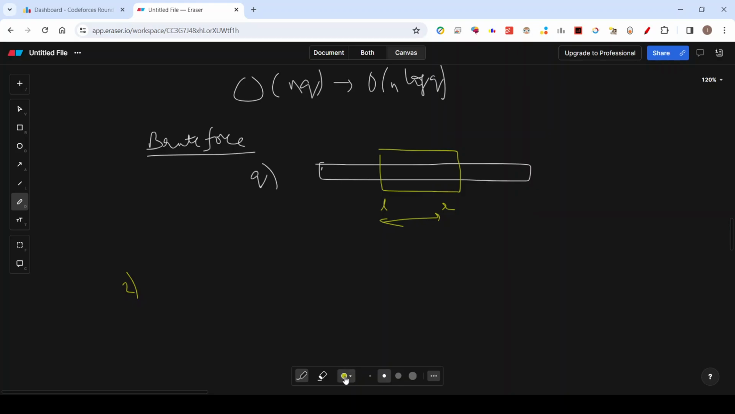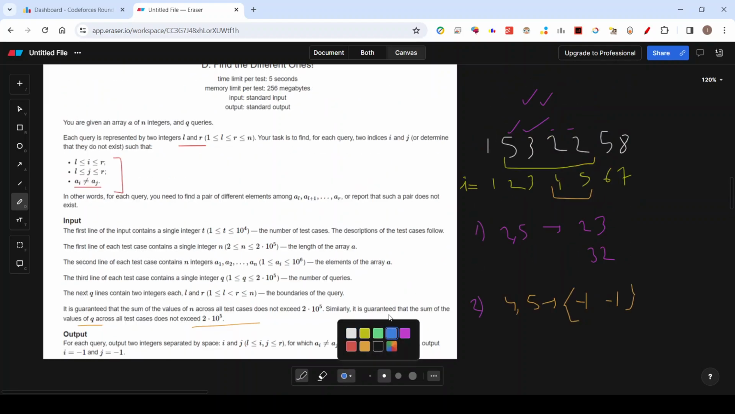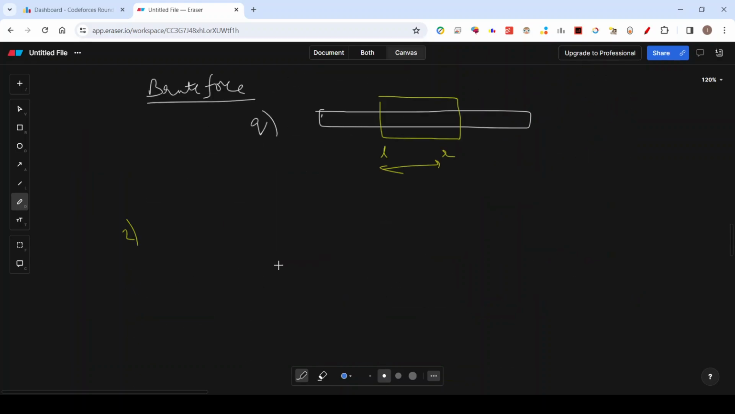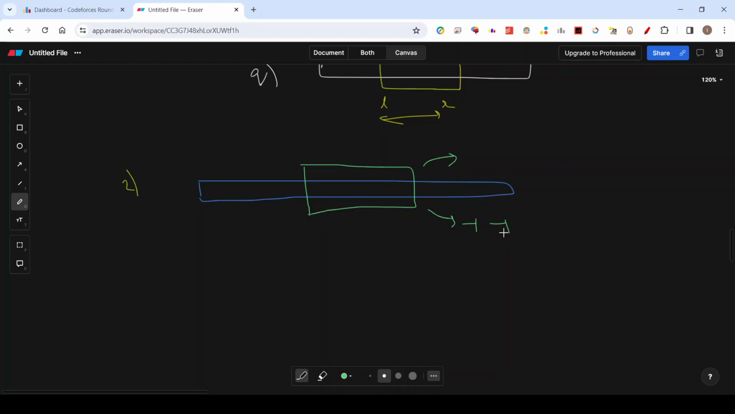So let's think about what we can do. If you look at the question once again, it says you have to find just two integers which are not equal. Can we modify this and say that if this is an array range, you have to find two numbers in this range that are not equal, and if it is so, then print the indexes, otherwise print -1, right? If it was present, print two indexes.